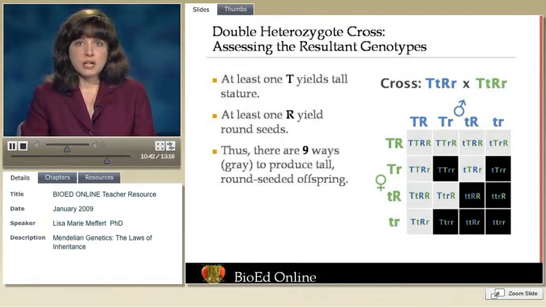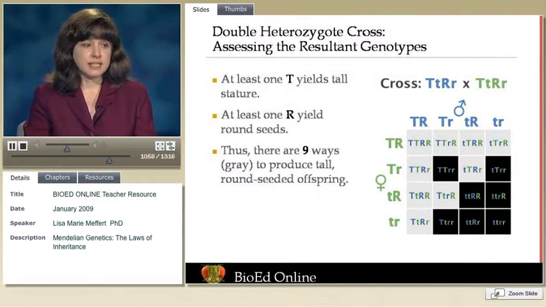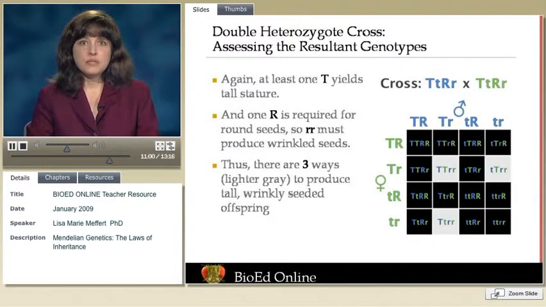So we've used just a color coding here to say, okay, now how many individuals are tall with round seeds? So just count out the number of individuals that have at least one big T and one big R, and you'll see there are 9 possible ways to come up with tall offspring with round seeds. Okay, so we determined that there are 9 ways to make tall offspring with round seeds.